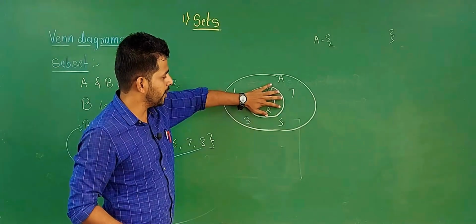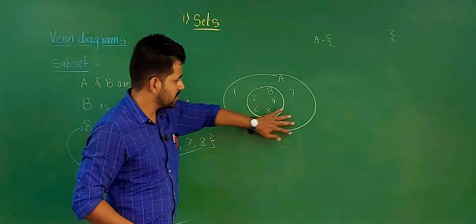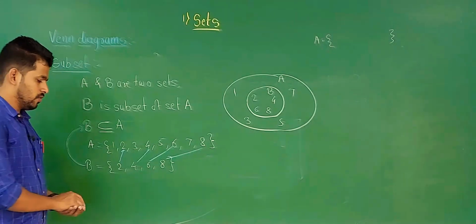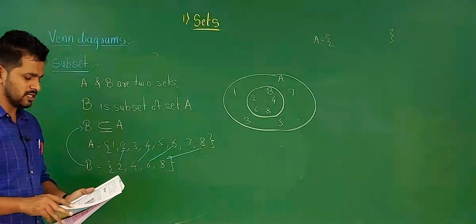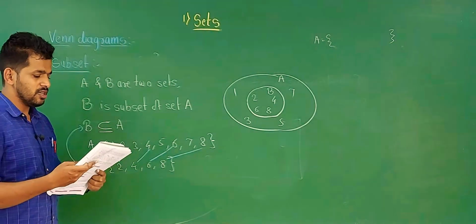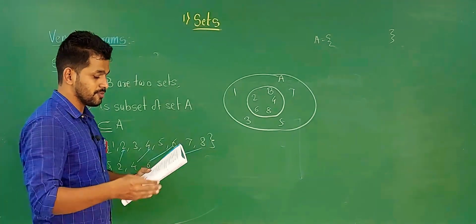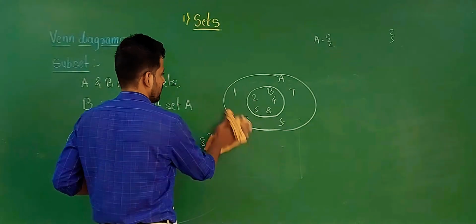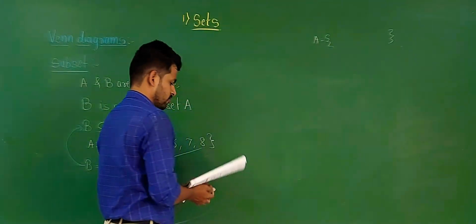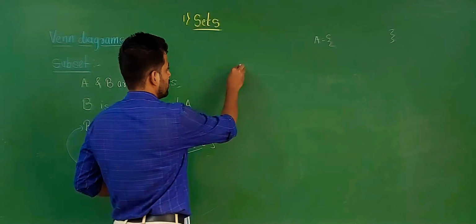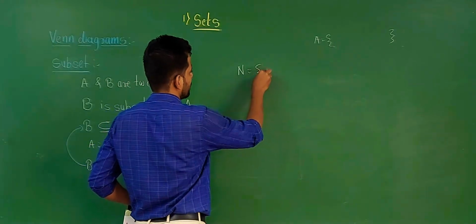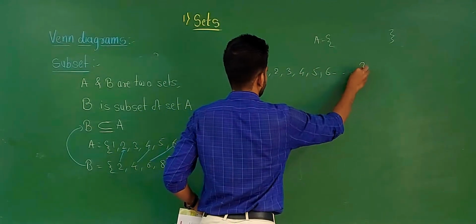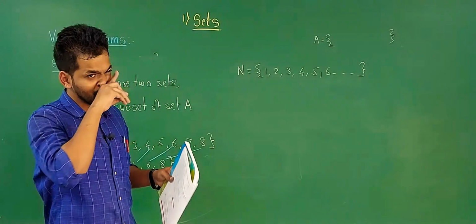That means every element of B is present in set A, so it is called a subset. Understand? Okay, the next point on that lesson, let's see some more examples. N is a set of natural numbers. Let's see one example also. Example number 2, N is a set of natural numbers. Natural numbers are 1 2 3 4 5 6 up to infinite.